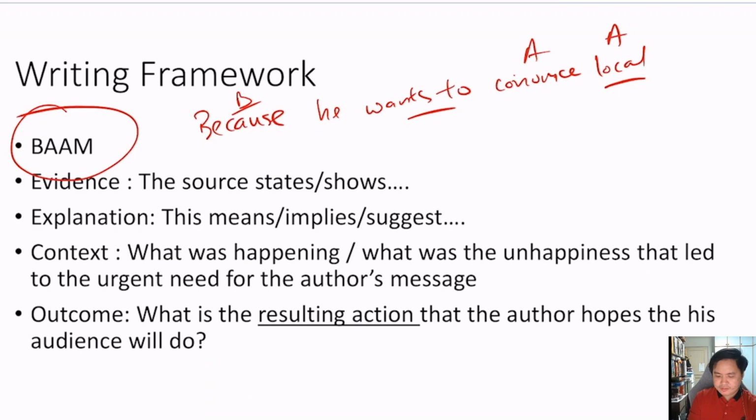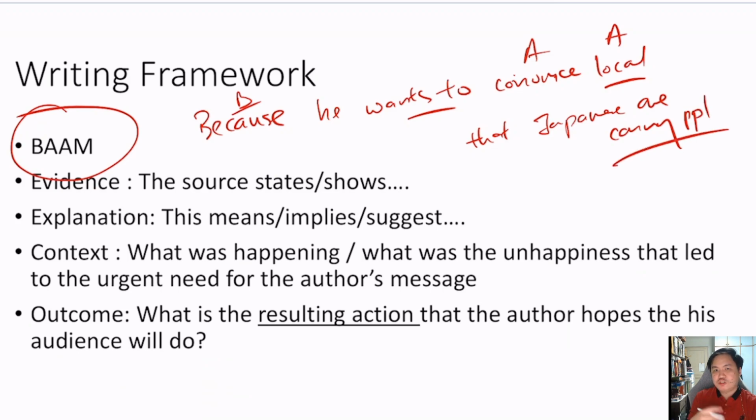And then that maybe the Japanese are kind. Japanese are caring people. So a direct, strong opinion. Yes, they are caring, and this is a message. It's not an outcome.